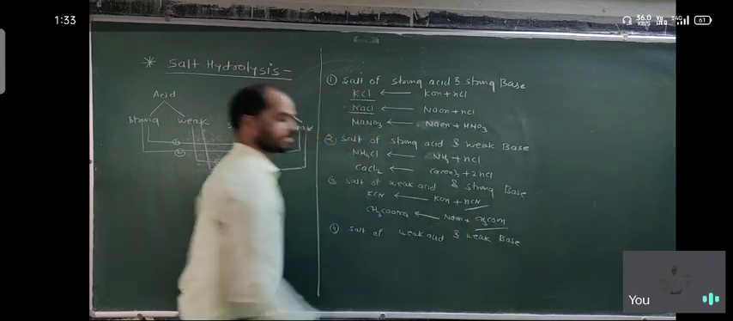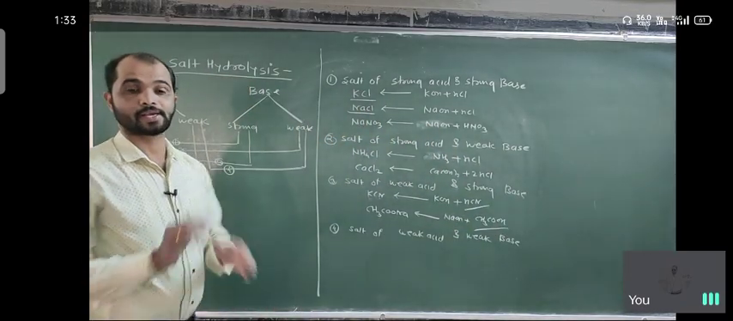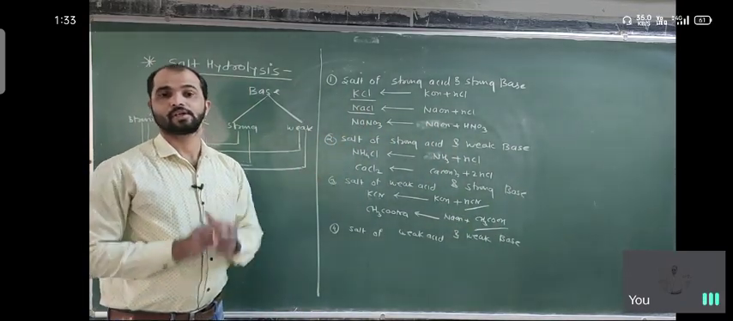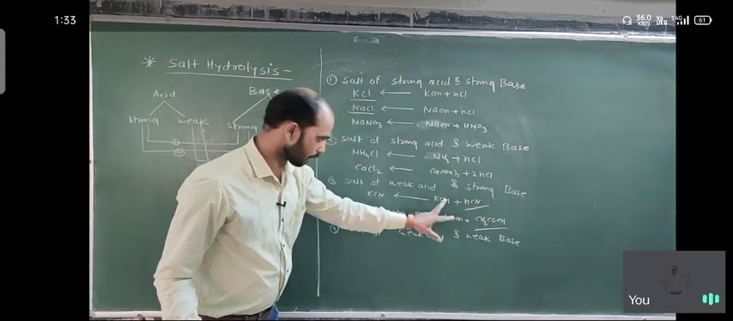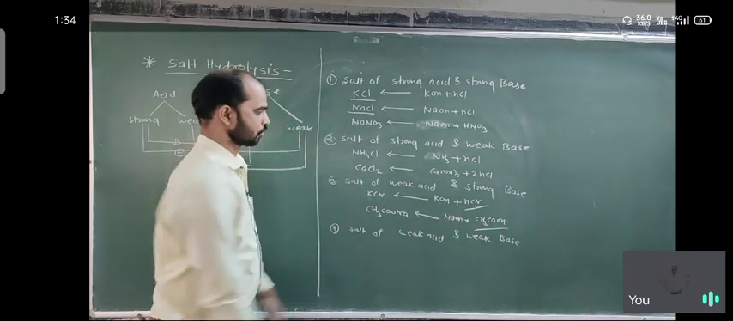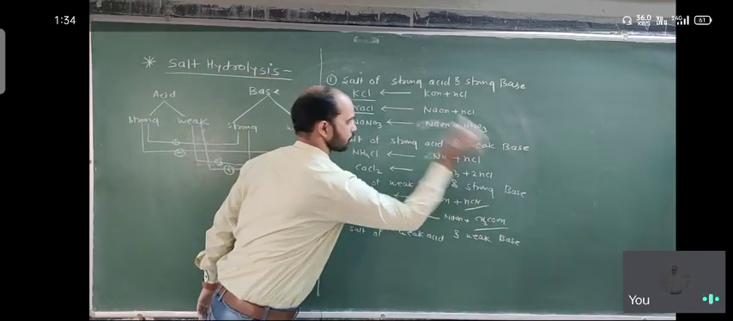Acetic acid and HCN are very weak. They have very little dissociation, less ionization. So these are the weak acids. But KOH and NaOH are strong bases. So it is a combination of weak acid and strong base.